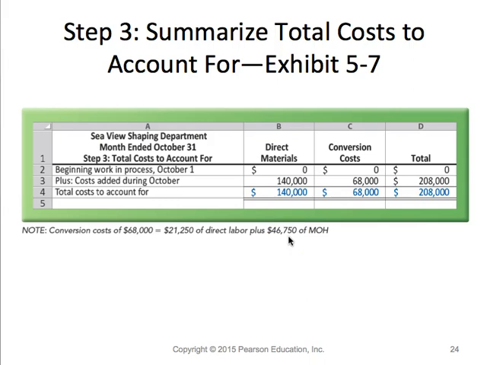So calculate another way. Now the total will be $140,000 for the direct materials and $48,000 for the conversion cost. The total will be $208,000. Okay, so this is the one to put dollars into the account.